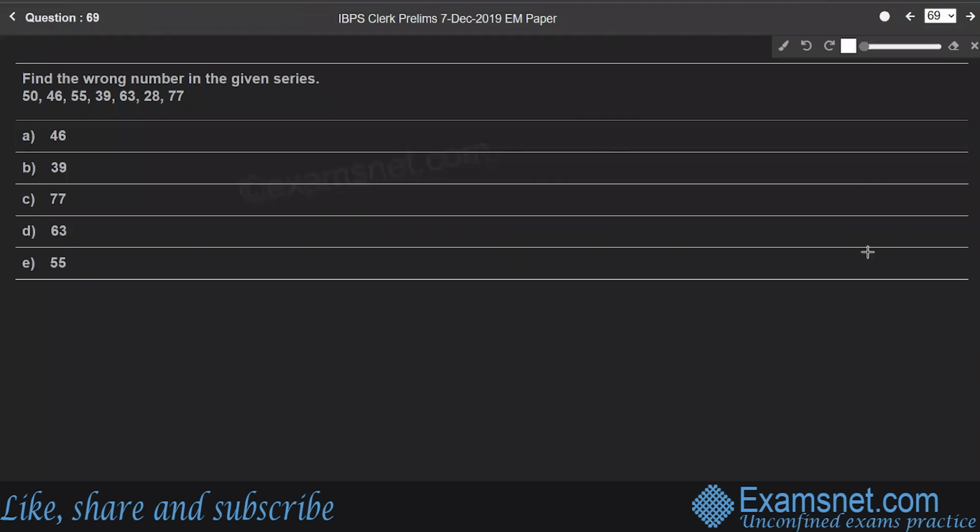Question 69. Find the wrong number in the given series. The numbers are 50, 46, 55, 39, 63, 28, and 77. So we have to find the wrong number here. The first number is 50 and the second number is 46, which is obtained when some number is subtracted from 50. We'll get 46, right? What is that number?